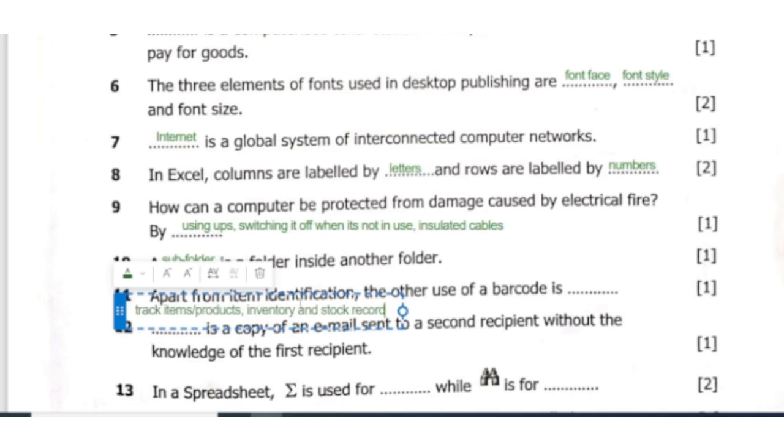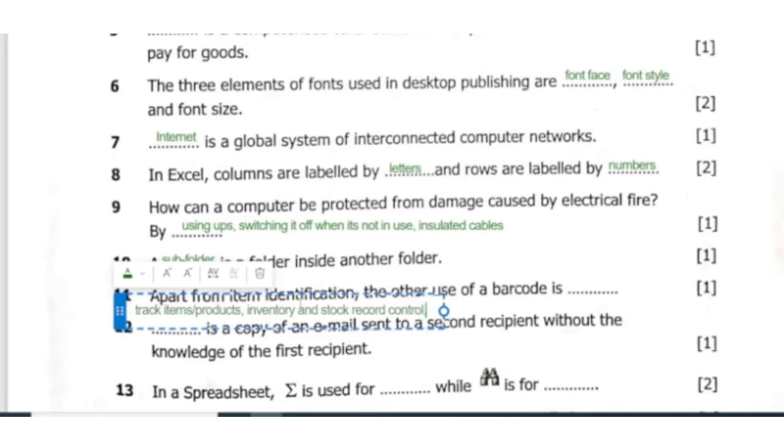Okay, so we can also, oh, stock record control, very good. So if you want to check what is in the shop, or how much you still have, you see how much money you have through those items, you can use the barcodes to help you with that. So you can say control. Okay, very good.